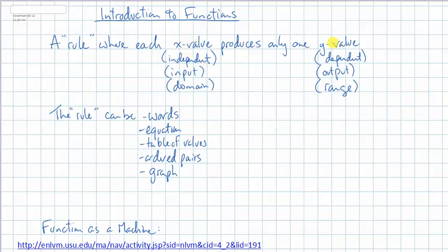The corresponding values are called y values, if I have x values, dependent values that depend on the independent values, or output that depends on input, or range that comes from domain. All of those wordings and associations are important, so you may want to study those. Now, this rule can be done different ways. I can express the rule with words, an equation, tables of values, ordered pairs, or graphs. And I'll give you an example of what I mean by that.